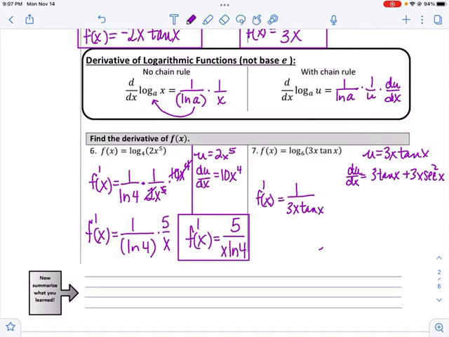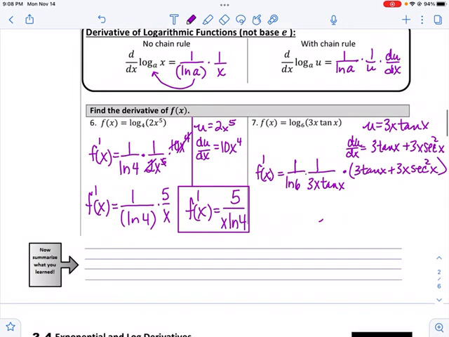Oh, I'm sorry, I forgot the 1 over ln of 6 here, because that goes in there too. Let me move this down just a tad bit. So we have 1 over ln of 6 times 1 over u, and then we have to multiply by the derivative. So the derivative is 3 tan x plus 3x secant squared x. So now that's kind of the whole thing, but we can compress that a little bit so we have it in one expression, and we're just about finished here.